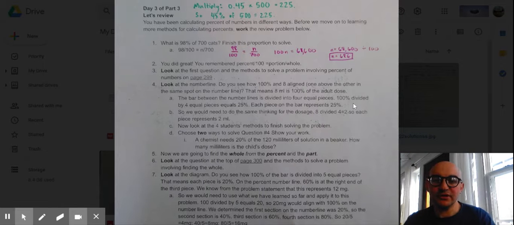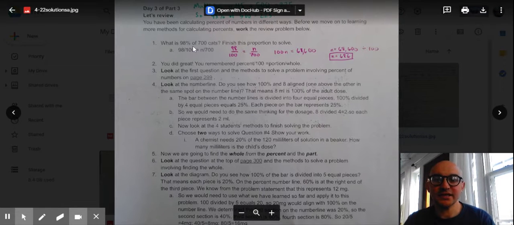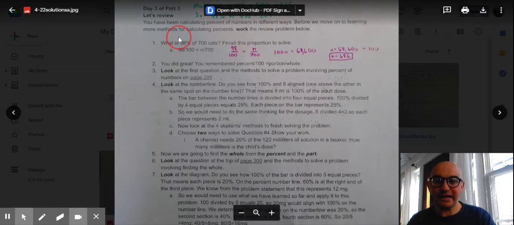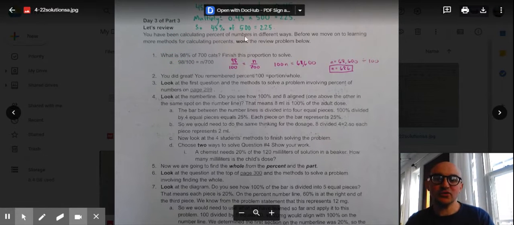And the paper we're working on today looks like this. It's day 3 of 3 out of your packet here. And we can ignore the green writing in ink there. You don't have to worry about that. That's from yesterday's work. What we're looking at here is everything below the day 3 heading.